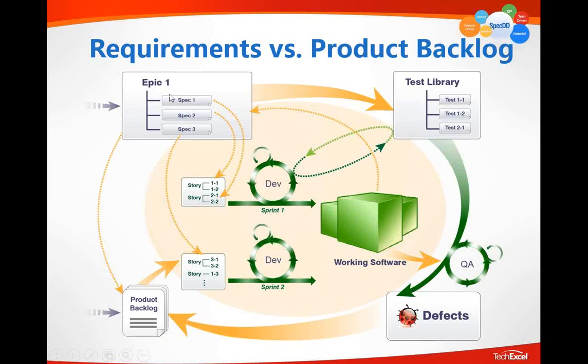Well, as you can see, an epic is broken down into spec 1, spec 2, spec 3. It's the spec that can be assigned, with this line, to the product backlog, which can be further assigned to the sprint backlog. And yet you have another option.